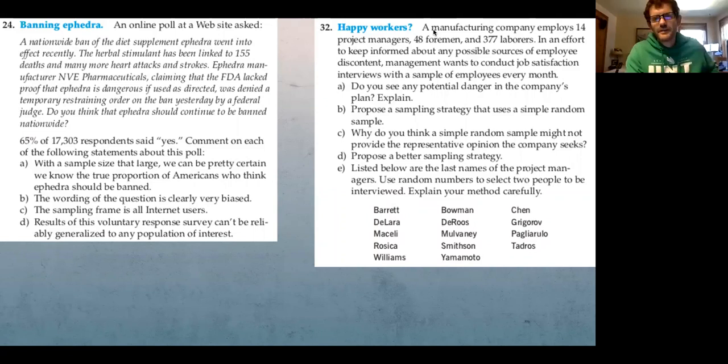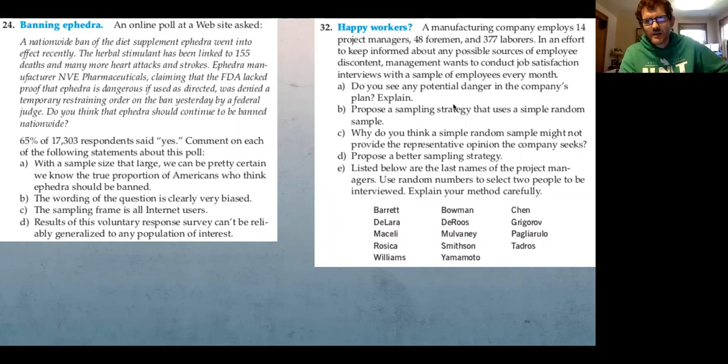Okay. And the last one here. A manufacturing company employs 14 project managers, 48 foremen, and 377 laborers. In an effort to keep informed about any possible sources of employee discontent, management wants to conduct job satisfaction interviews with a sample of employees every month. Do you see any potential danger in the company's plan? Explain.